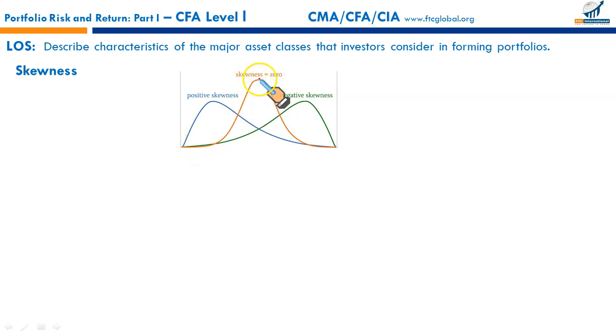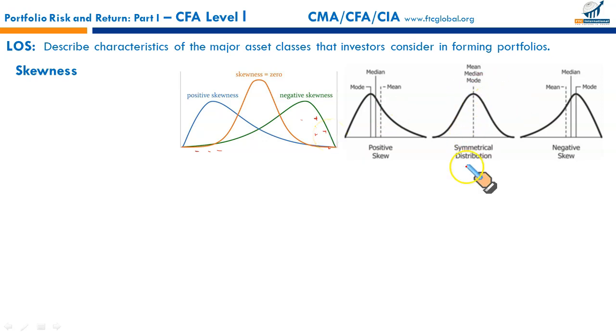Now look at this. The one in orange color is a symmetrical distribution, but the other two, the green one and the blue, are not symmetrical. One is the positively skewed one, and the other is called the negatively skewed. The reason being, the one that is positively skewed has a large number of negative returns and a few very large positive returns. The one that is negatively skewed has a large number of positive returns and a few very large losses, right?